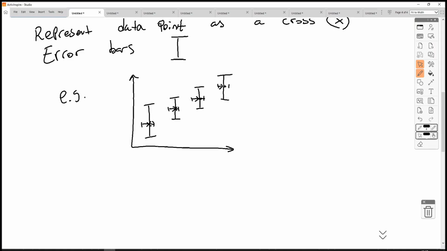Now, the distance from the cross to one end is the value of your error. So going up is your plus, going down is your minus. So if we said that the error bars here were plus or minus 2, it's 2 going up and 2 going down. Okay?